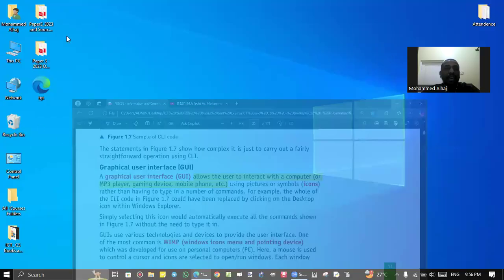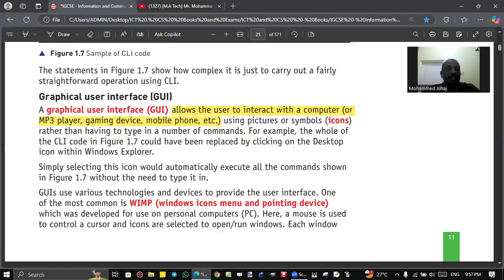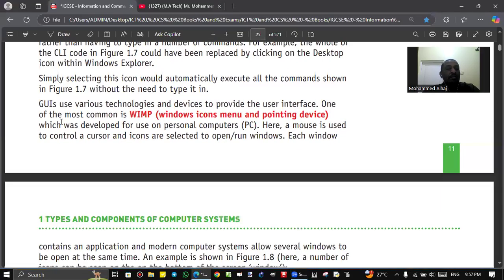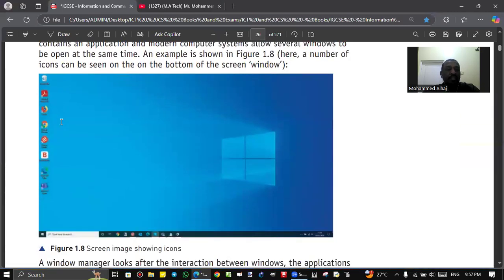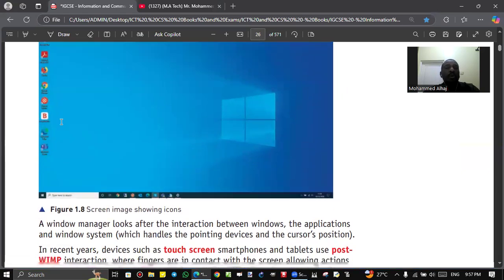An example is our Windows desktop. If I want to deal with this operating system, all I need to do is click on the icons on my desktop. This is the second type, which is graphical user interface, as shown here in figure A 1.8, screen images showing icons.